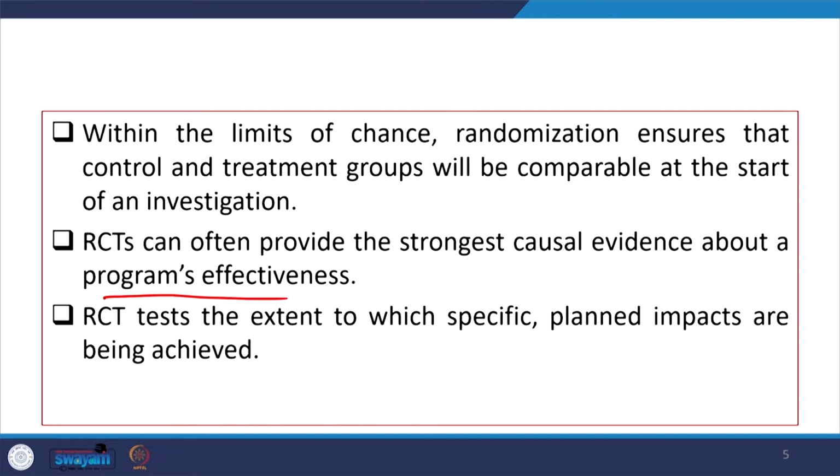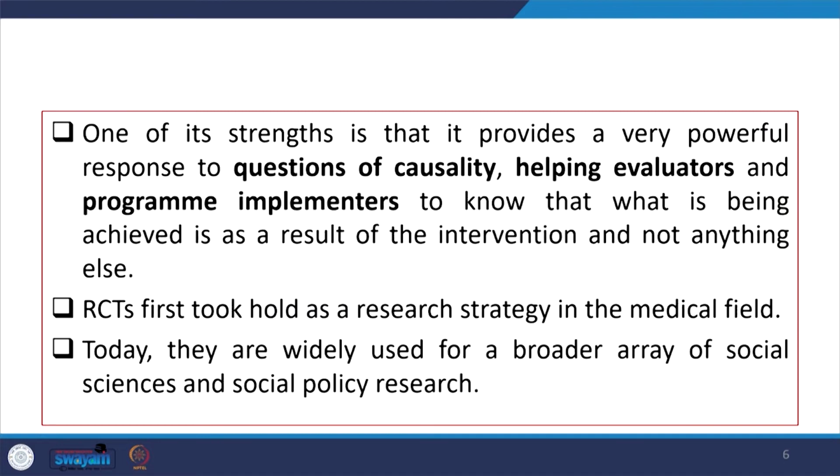RCT tests the extent to which specific planned impacts are being achieved. One of its strengths is that it provides a very strong response to questions of causality, helping evaluators and program implementers. So, this provides the cause and effect relationship and also helps the evaluator as well as whoever is trying to implement the program. This helps us to know that what is being achieved is a result of the intervention and not anything else.